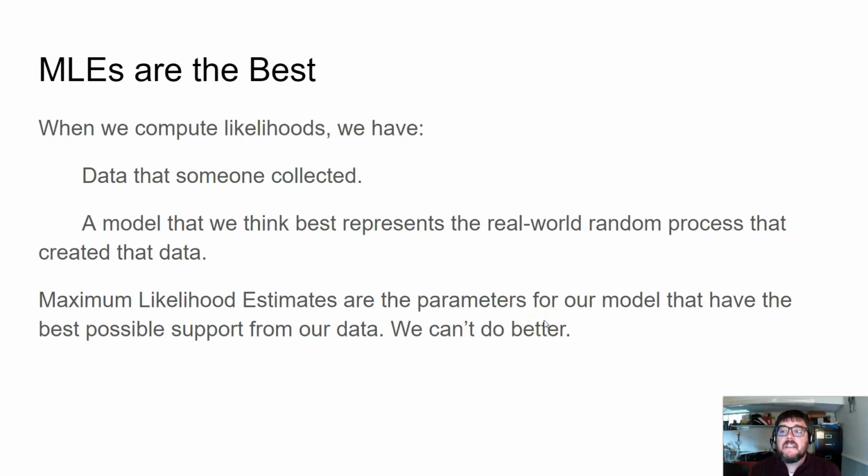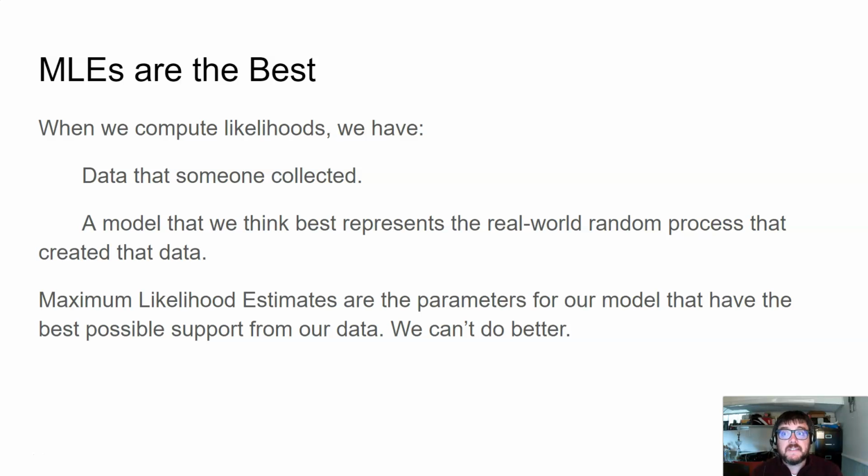So we have data that we've collected and a model we think best represents the real-world process that created the data, and the maximum likelihood estimators are the parameters for our model that have the best possible support from our data. We can't do any better. There won't be any set of parameters that have any better likelihood.